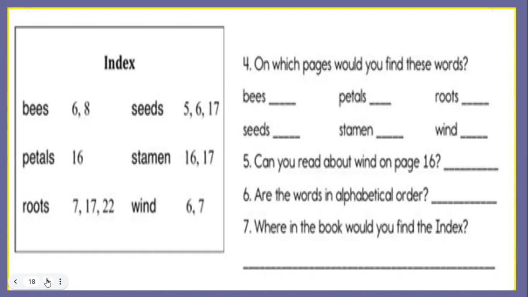All right, number six, are the words in alphabetical order? So you're going to look at the index and tell if these words are in alphabetical order. Number seven, where in the book would you find the index? I mentioned that earlier, but in case you have forgotten, take up a book and look through your book until you find the index. Then you're going to write where in the book you will find your index.